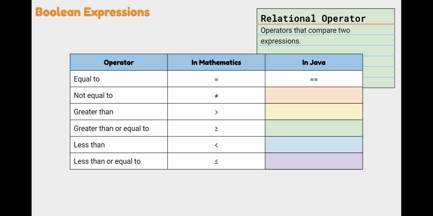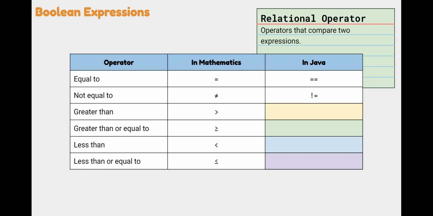If we want to test if one expression is not equal to another expression in math, we draw an equal sign with a slash through it. But if you take a second to look down at your keyboard, you will notice that that symbol is not on your keyboard. So when we are programming, to write that operator we use an exclamation mark and then an equal sign. The exclamation mark meaning not, and then the equal sign meaning equal to.